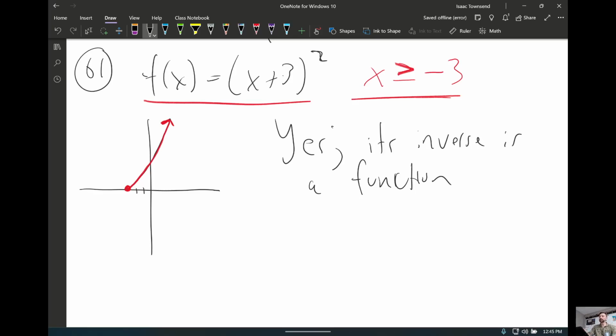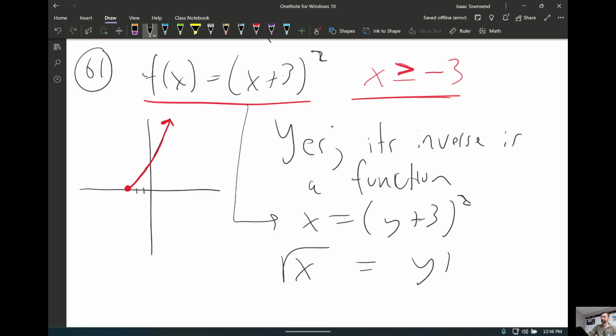So we need to find that inverse function. Take the function, swap x and y, and then solve for y. So undo the square with the square root. Undo a +3 with a -3. And you probably shouldn't call it y anymore. You should call it the inverse of f.